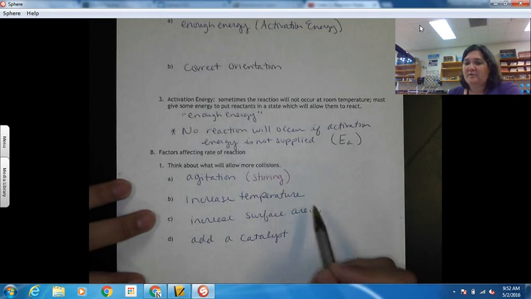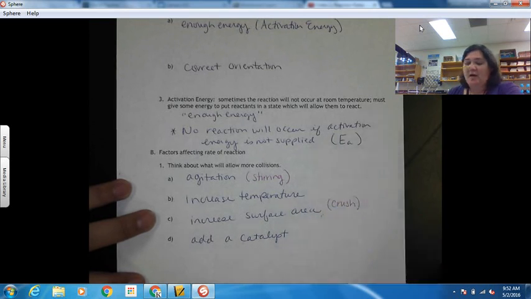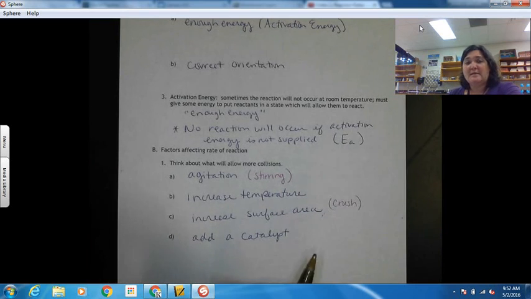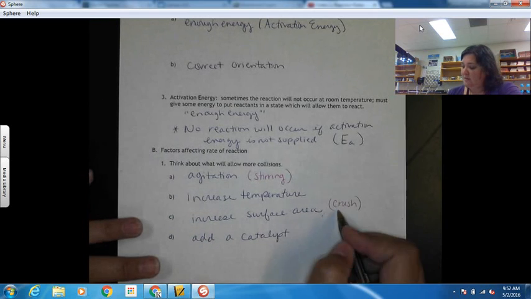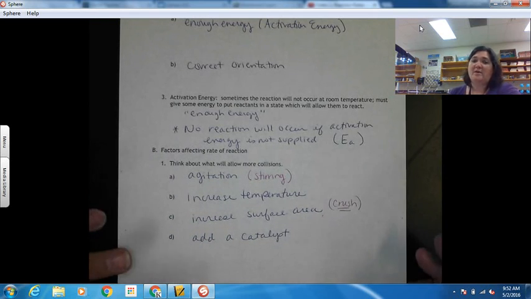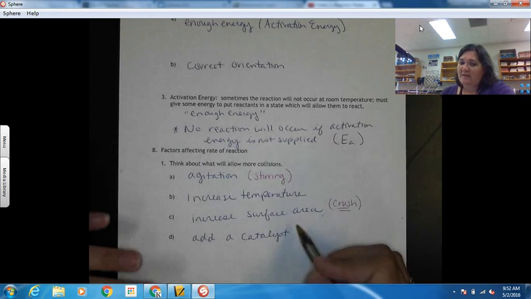And then increasing the surface area. So if you were to say, crush up your products, instead of having a big block of metal, maybe you have little pieces of metal, and the reaction with the acid then would go much more quickly. Right? So you crush it up into smaller pieces, then you have more collective surface area. And then the final thing is to add a catalyst.